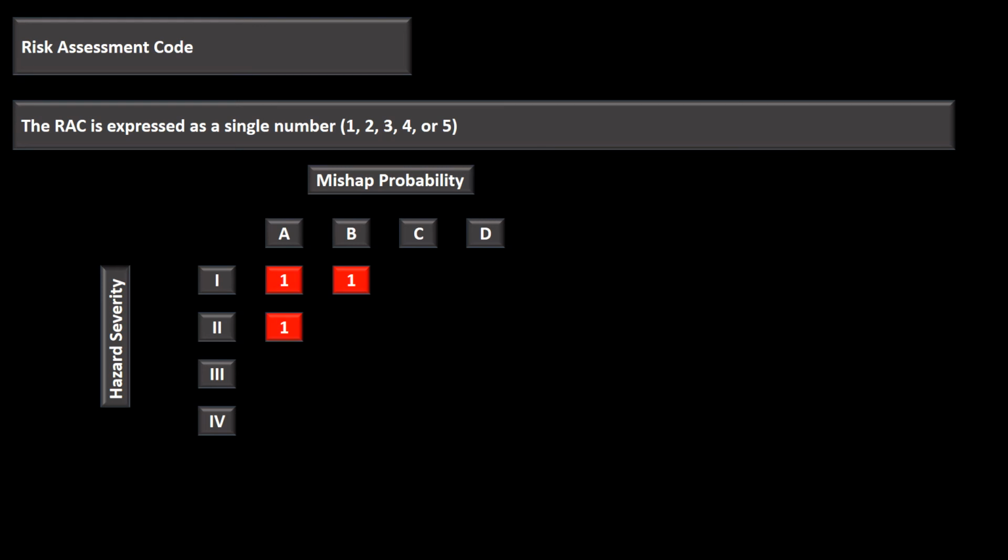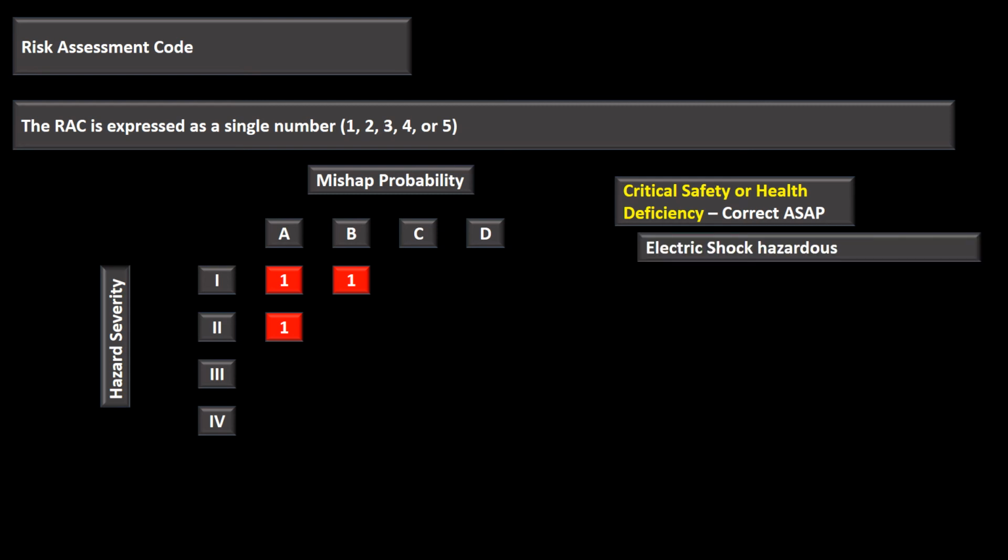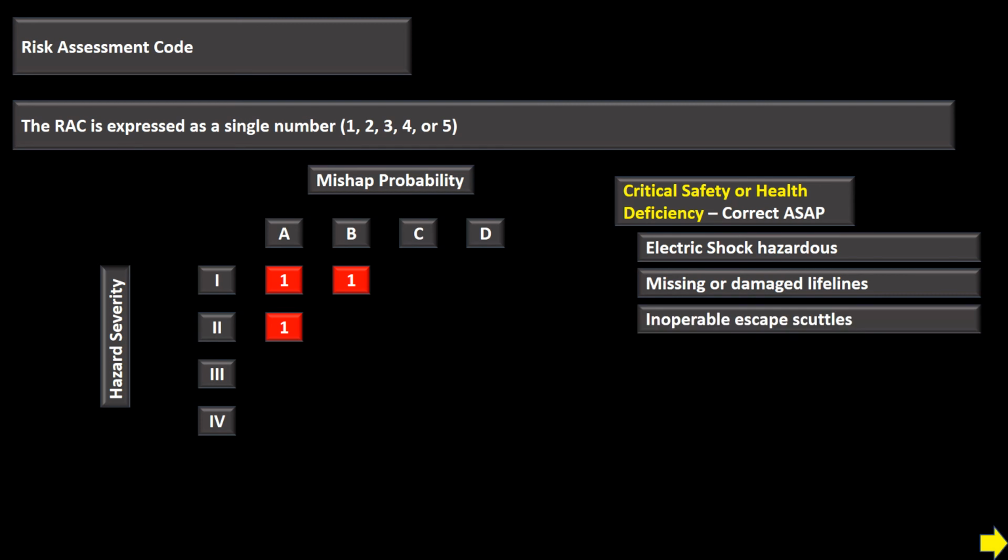So RAC code 1 would be anything that's going to cause a catastrophic injury if it happened, resulting in death or damage to national interests, and it's likely to occur or probably will occur in time, or it's critical and likely to occur immediately. Okay, so likely to occur immediately for 1 and 2, and also if it's going to occur in time, that'll make it critical as well. So we call it a critical safety or health deficiency, and it's got to be corrected as soon as possible. This is things like electrical shock injuries, missing or damaged lifelines, or inoperable escape scuttles.